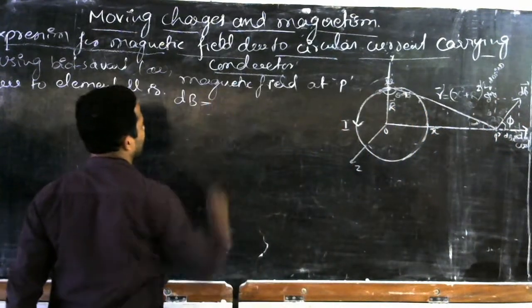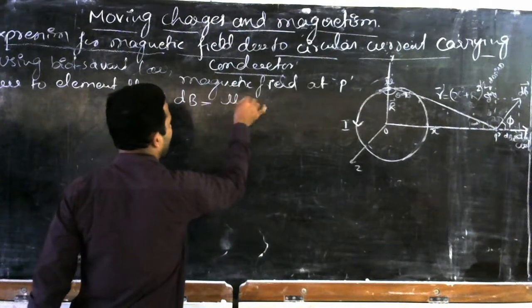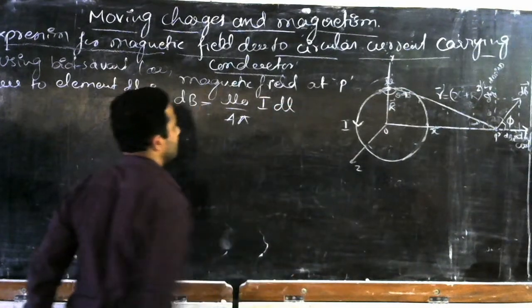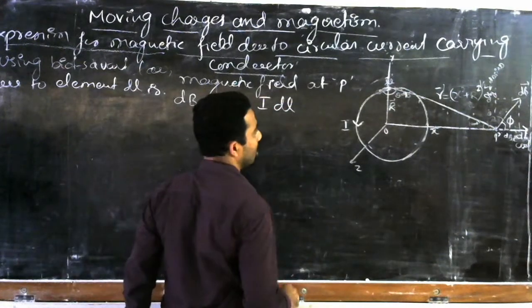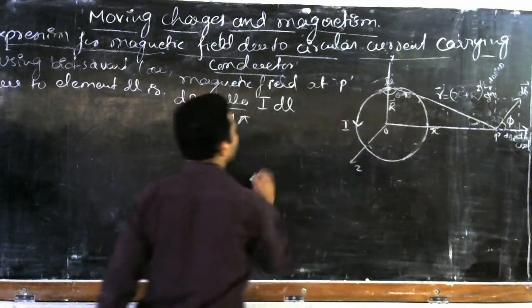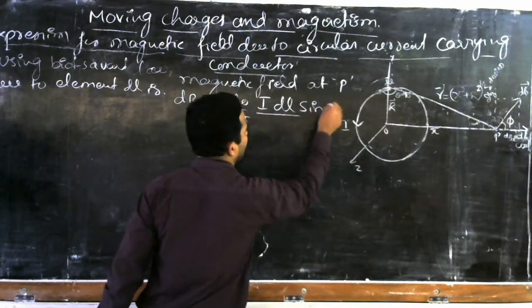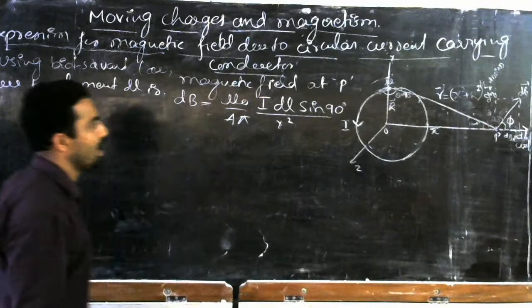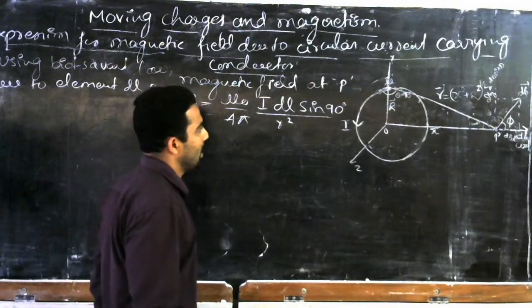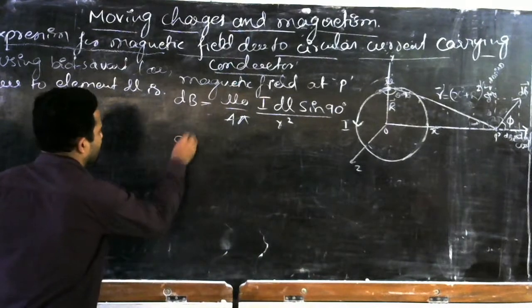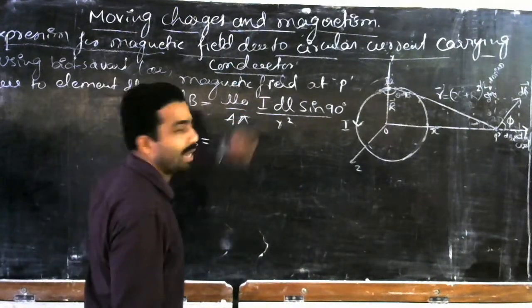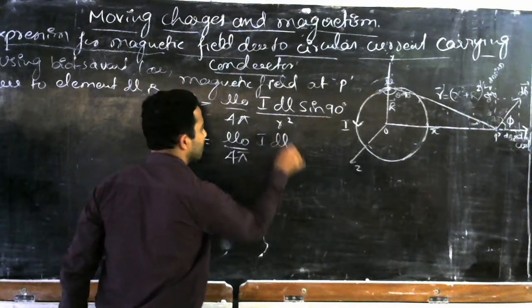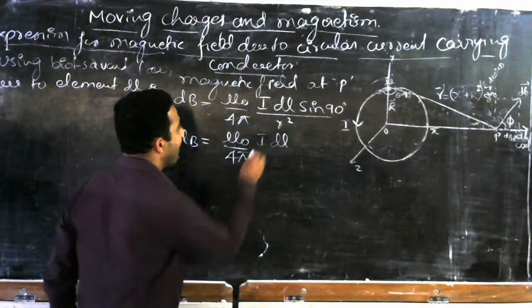dB is equal to, from the Biot-Savart law, mu naught by 4 pi. What is the current? That is I. The length of the element is dl, I dl sin theta by r square. Theta, I told you here, theta is equal to 90 degrees. So that is the equation here. So dB is equal to mu naught by 4 pi I dl sin 90, which is equal to 1, by r square.